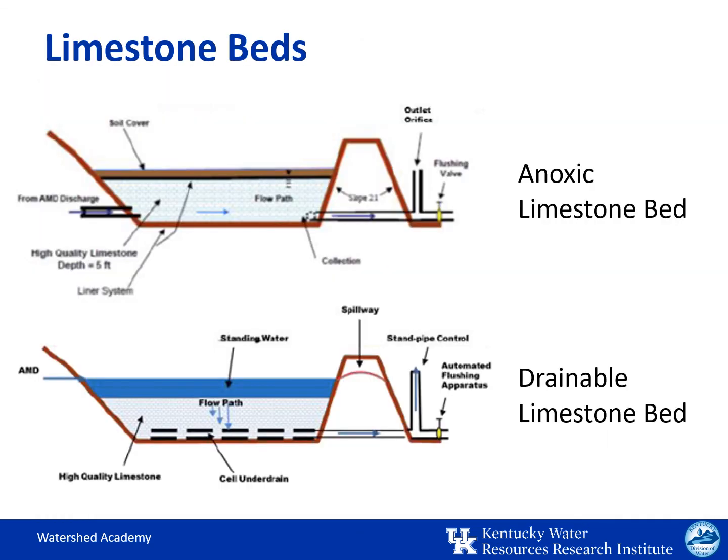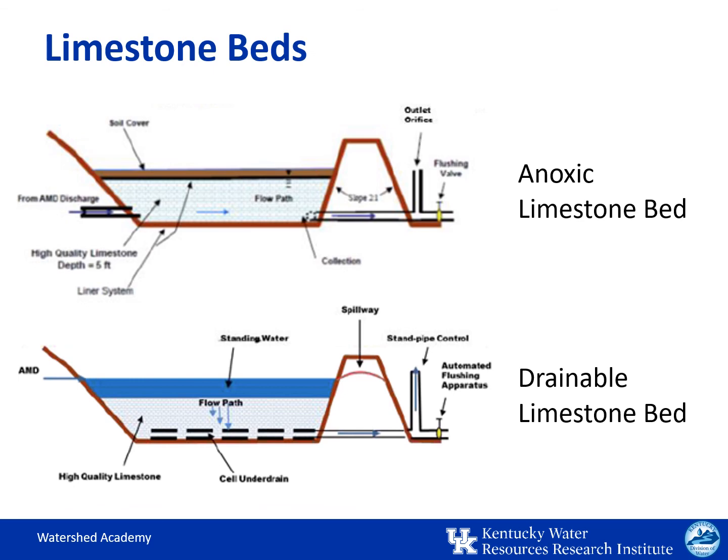In anoxic limestone beds, high-quality limestone is buried under a liner and soil covering to avoid the interaction of the mine drainage with oxygen from the atmosphere. This treatment is not used with ferric iron or aluminum because it will clog. However, for ferrous iron and manganese, this treatment is effective for increasing the alkalinity of the mine drainage before a settling pond. Drawbacks of limestone beds are that they are difficult to repair and they have a limited lifespan of about 20 years.